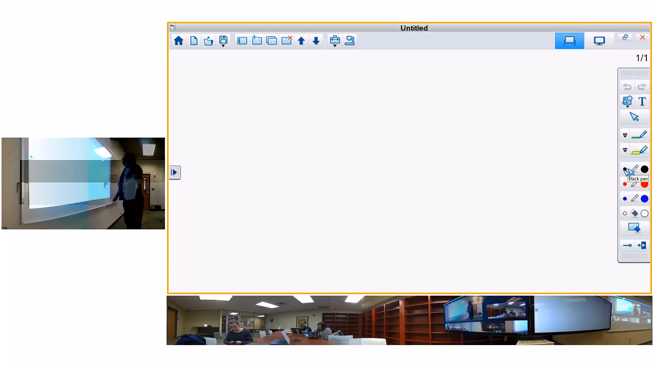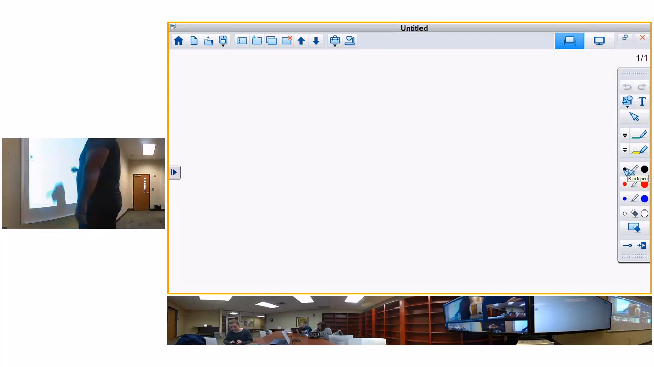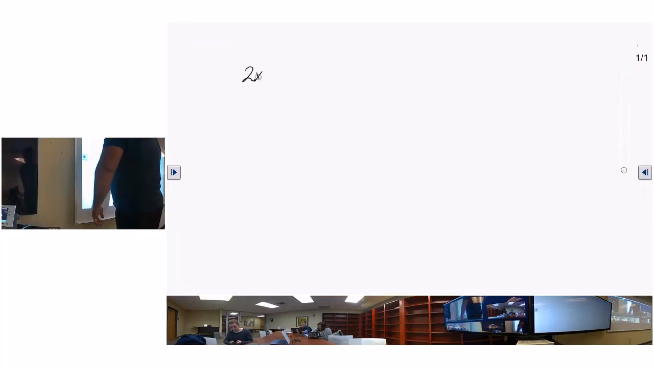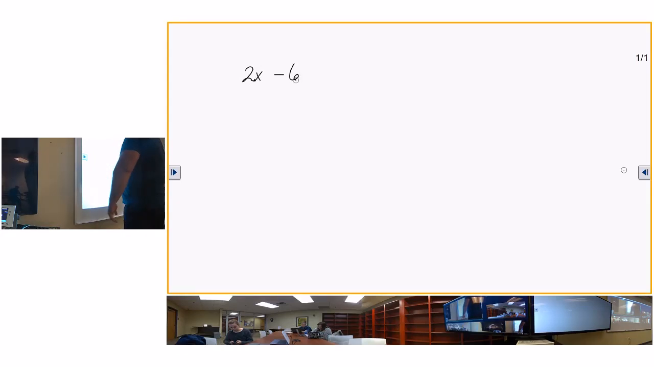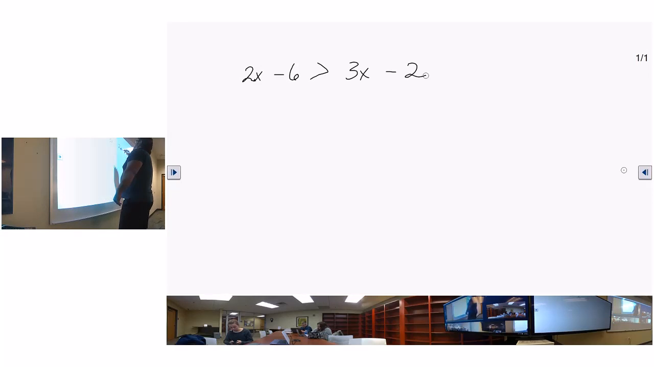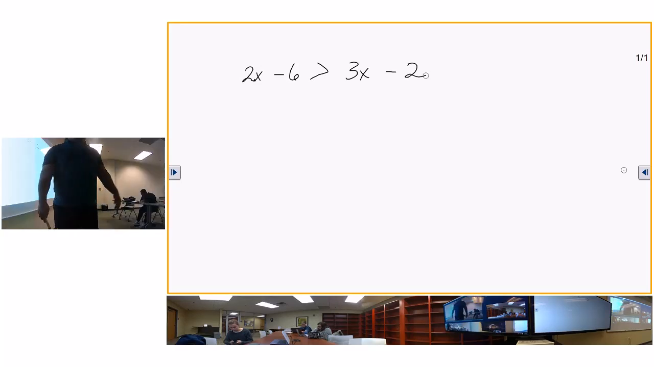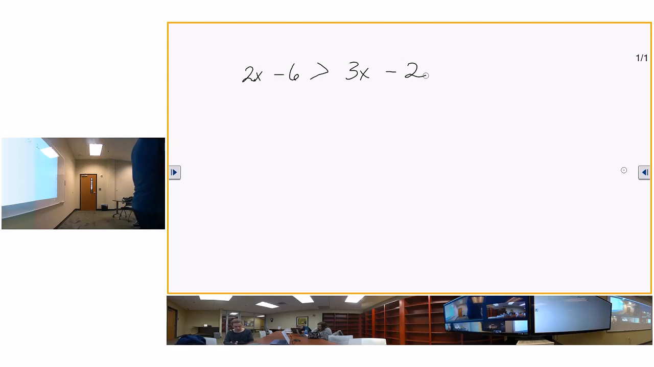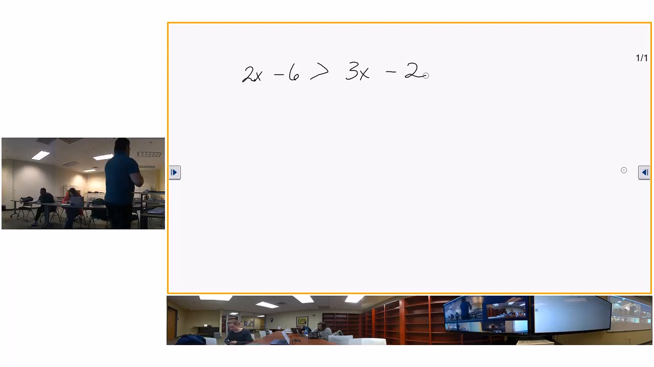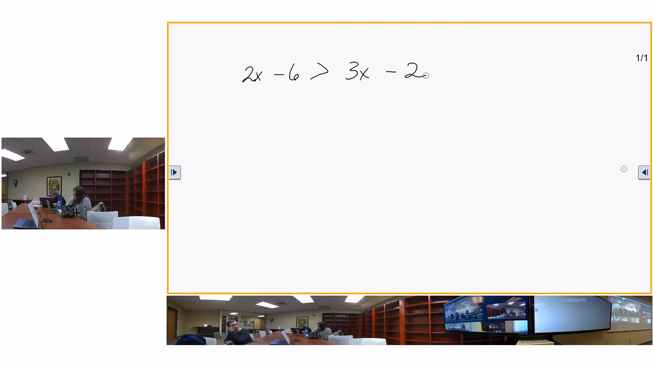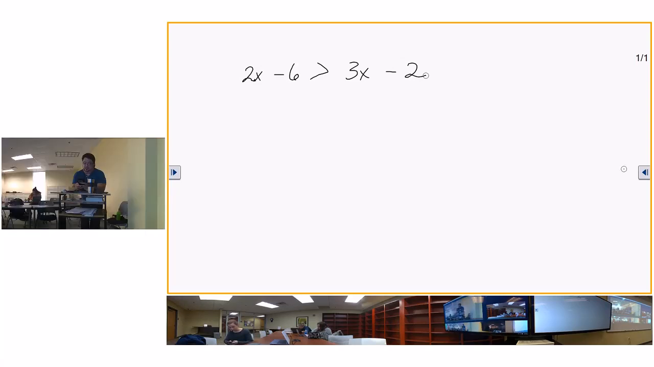You ready? Let's go with 2x minus 6 is greater than 3x minus 2. All right, I want you to solve it. I want you to graph it. I want you to write set builder notation and interval notation. And yes, you can keep the variable positive on this one.